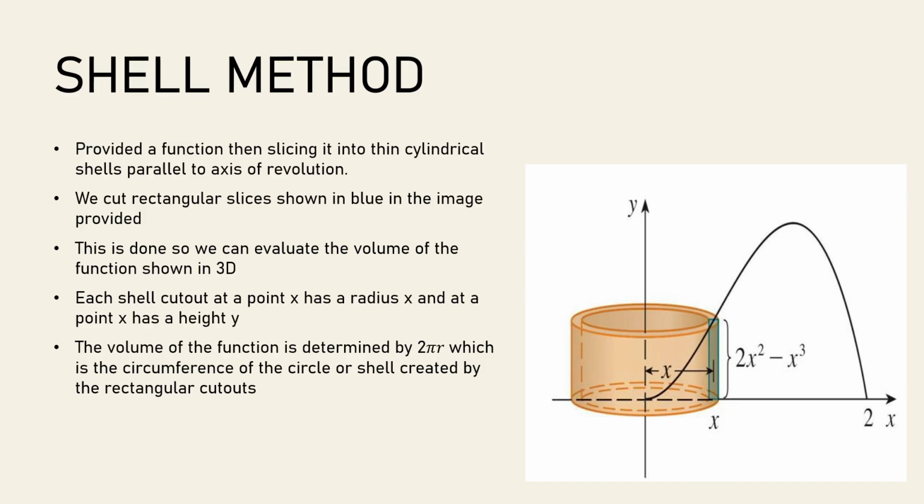In the shell method, our slices are parallel to the axis of rotation, which can be shown here in the blue rectangle. Each shell has three important parts: a radius, a height, and a thickness. The radius is the distance from the axis of rotation to the shell. The height is the vertical distance determined by the function, and the thickness is represented by dx or dy.